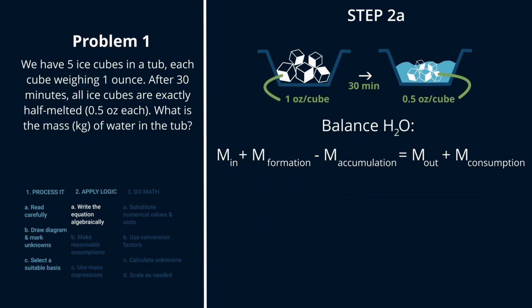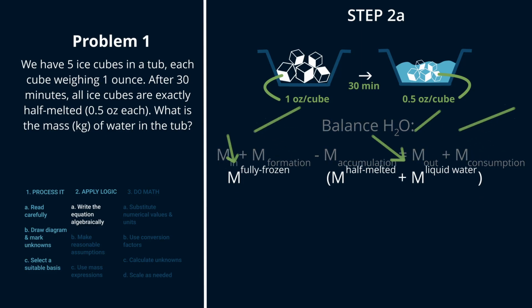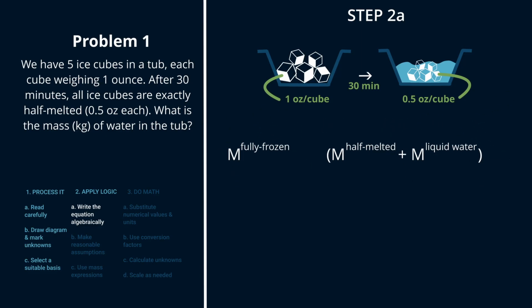Let's balance the H2O. Mass of H2O entering the system is simply the total mass of frozen ice cubes. Mass of H2O accumulated in the system is equal to the sum of the mass of the half-melted ice cubes and the mass of the liquid water. No mass is leaving the system, and no additional H2O molecules are being formed or consumed in the process. Thus, the equation becomes total mass of the fully frozen ice cubes minus the total mass of the half-melted ice cubes plus the mass of the liquid water equals 0.